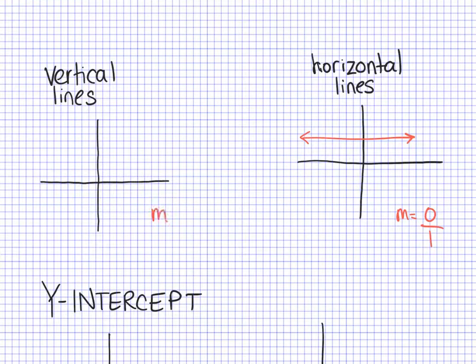And then for vertical lines, your rise is going to have a number. Say my rise was 3, but my run is 0. I'm not going over at all, left or right. I'm just going up 3, over none. Because we can't divide by 0, we say the slope of a vertical line is undefined.